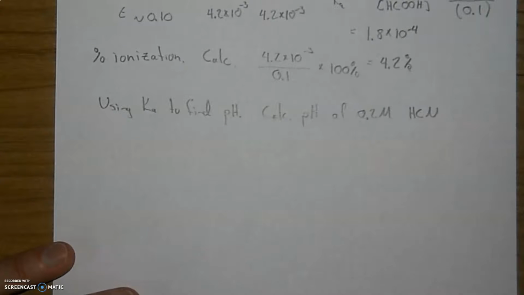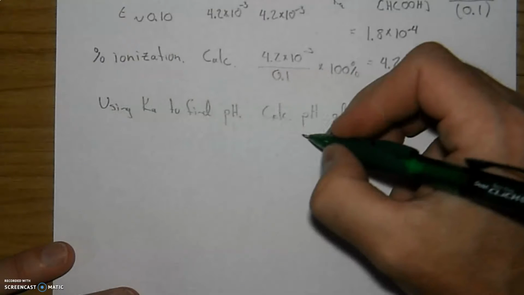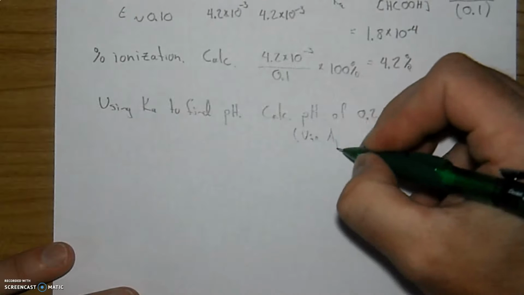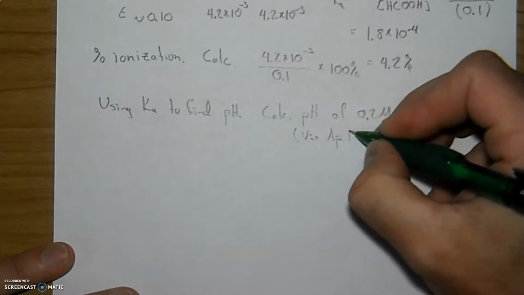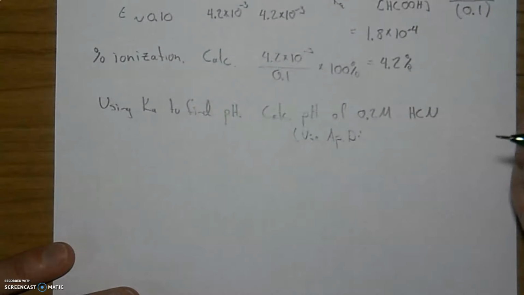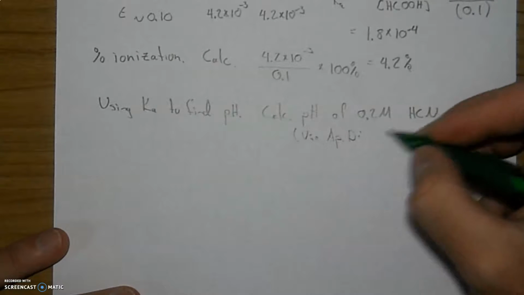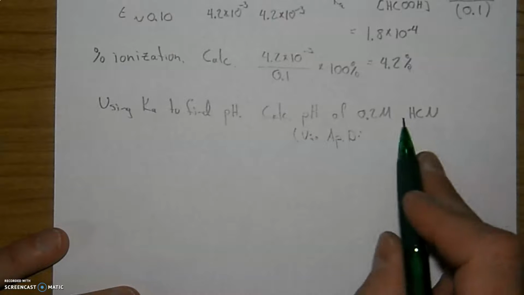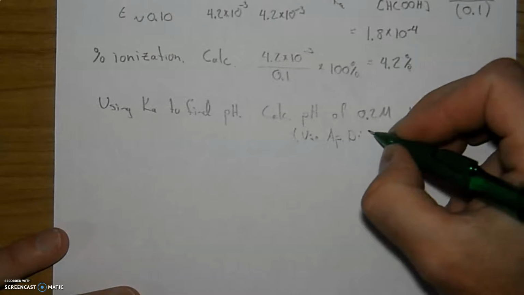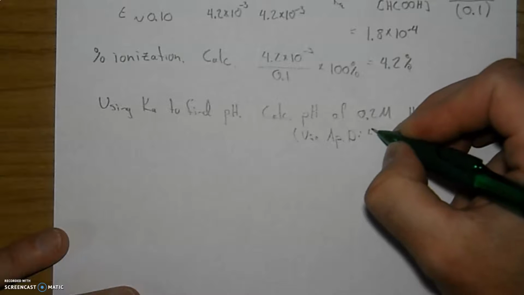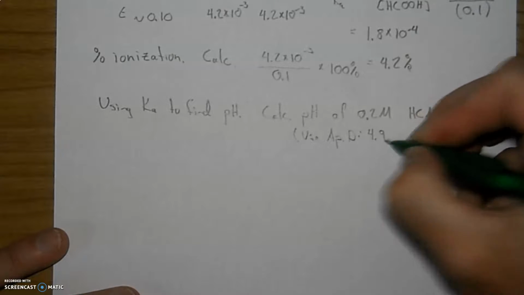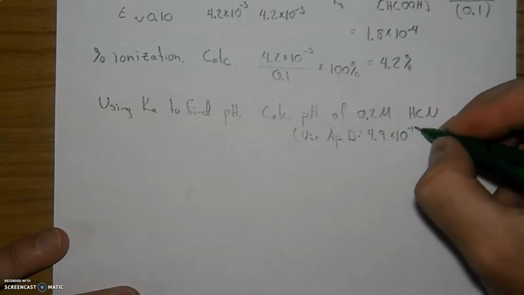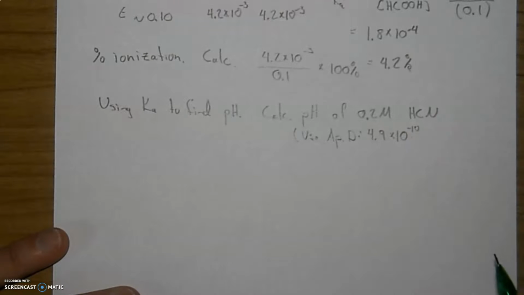I have to get some information out of the back of the book. So I have to go to Appendix D and find the value of equilibrium Ka value for hydrogen cyanide. If I look up hydrogen cyanide in the back of the book, Appendix D, I will find the equilibrium value for hydrogen cyanide is 4.9 times 10 to the negative 10.